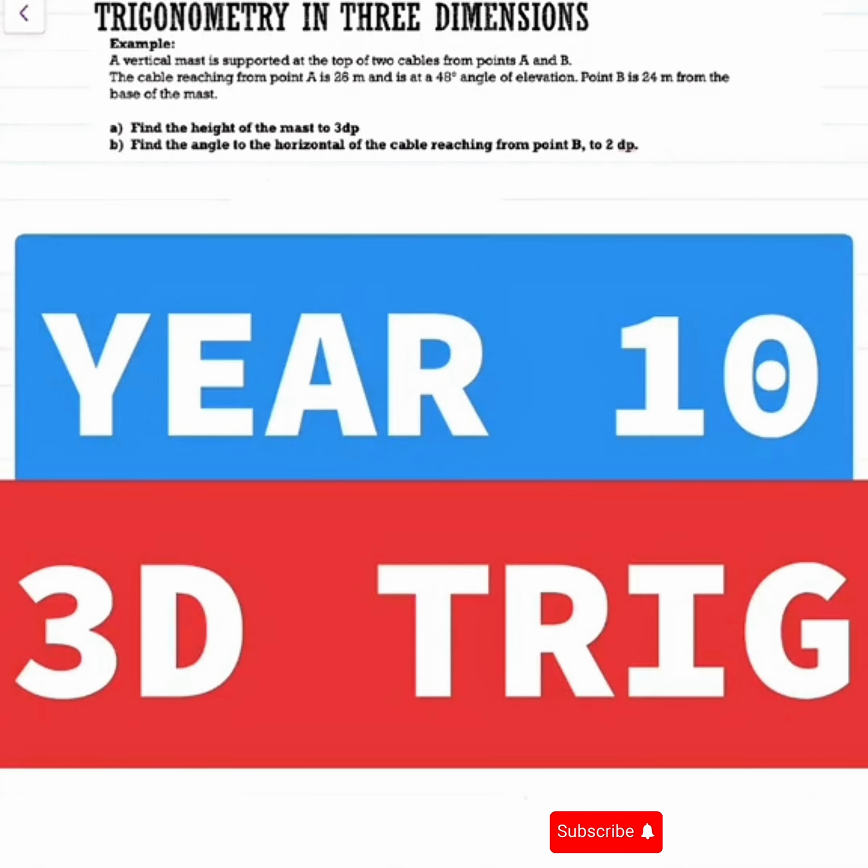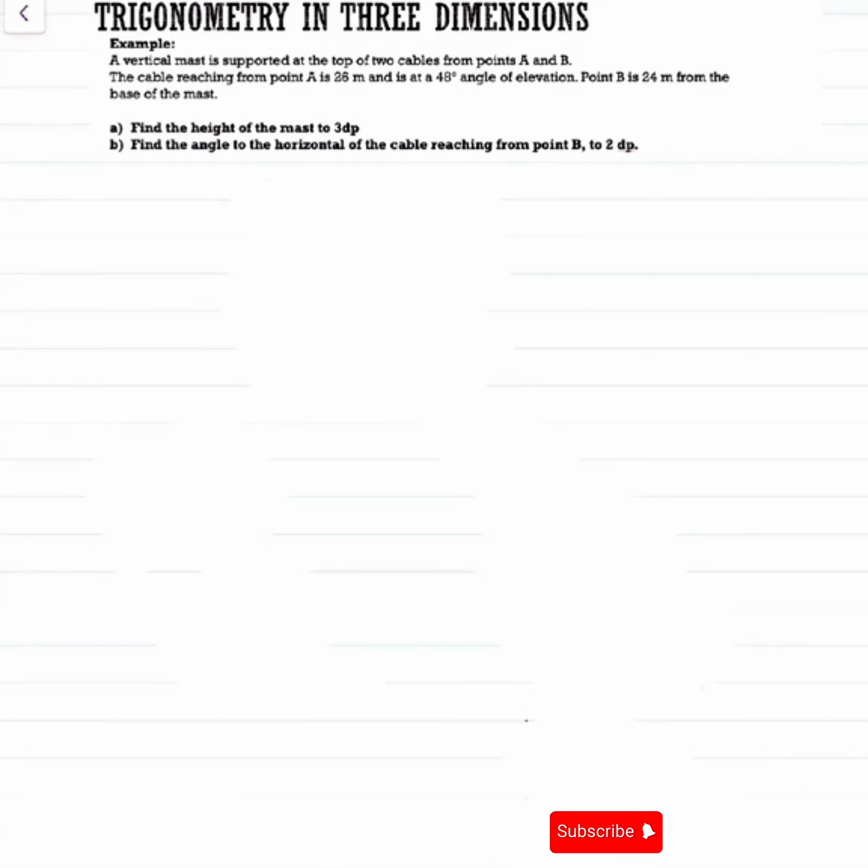A vertical mast is supported at the top by two cables from points A and B. The cable from point A is 26 meters with an angle of elevation of 48 degrees, and point B is 24 meters from the base of the mast. Firstly, find the height of the mast and the angle to the horizontal of the cable from point B.